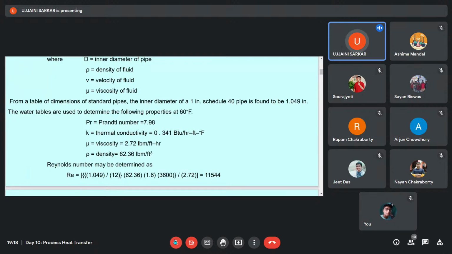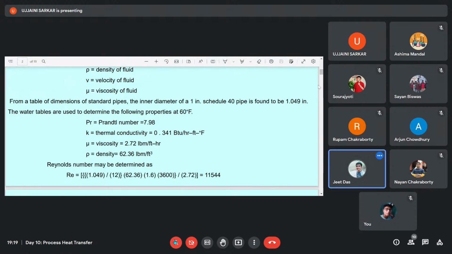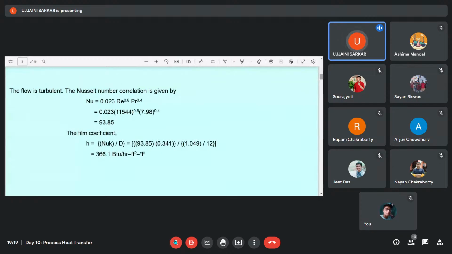So please check. 1.6 feet per second, what does it come to in feet per hour? Very good. Now check what Reynolds number is coming. Yes ma'am, 11543.936. Okay, now you directly put the Nusselt number correlation.